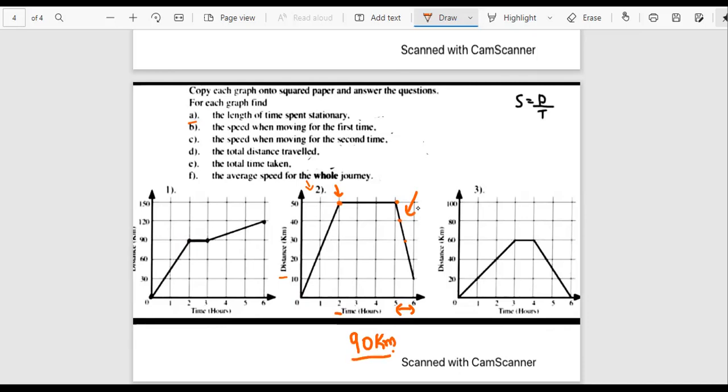And then the average speed for the whole journey. So that is now very simple. Average speed would just be distance divided by time. And you have the whole 90, and you have the time, which is 6. So you have done 90 divided by 6, and that is going to give you 15 kilometers per hour. Very good.